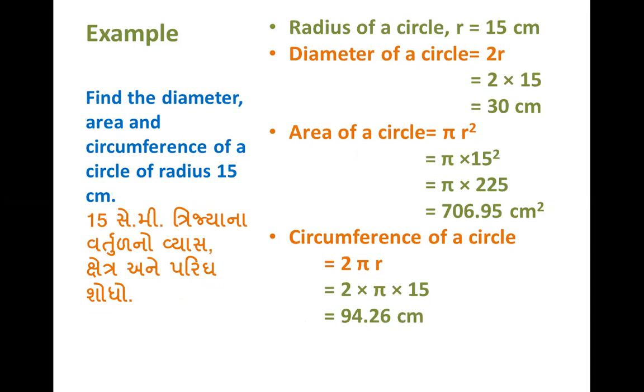Here again the same question. The radius is given as 15 centimeters and find the diameter, area and the circumference. Look here. You all students know about the relation between the diameter, radius and circumference. So this is the next example on your screen. It's just a use of formulas. Remember these three formulas for the circle: diameter and radius, area and circumference.